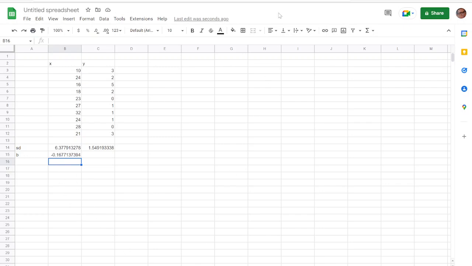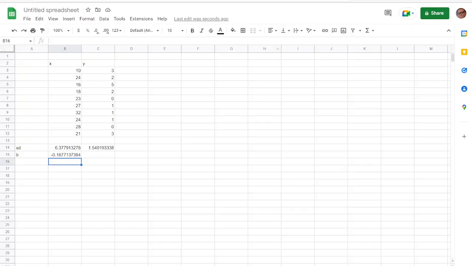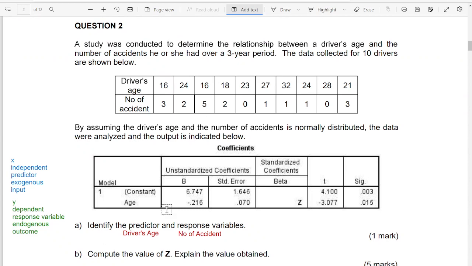So negative 0.16. Pasal apa lain? Silap data ke? 16, 24, 16, 18. Sini 16, 16, sorry. Okay, so you get 216. So the value is negative 0.216. So over here also negative 0.216.